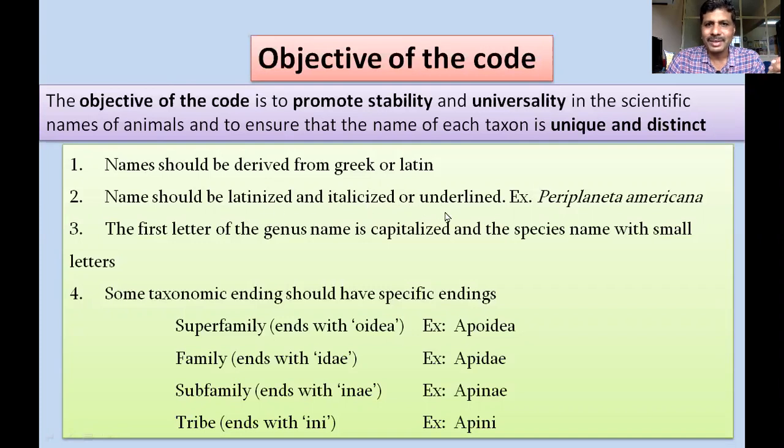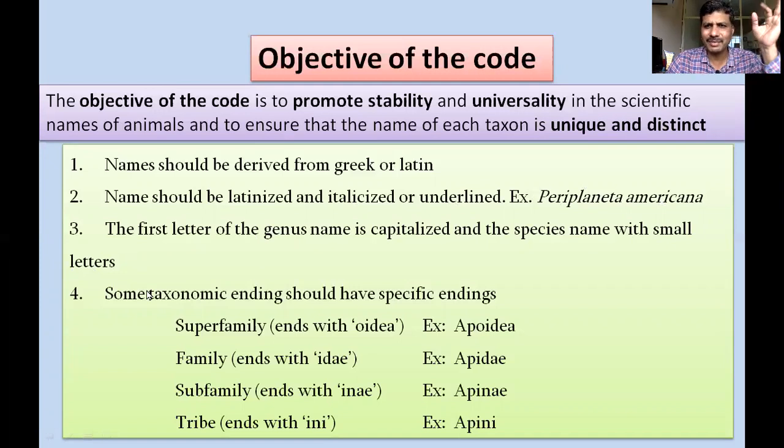Okay, so you can Latinize that. If you use that term, it should be Latinized if you are not using the Latin word directly. Or it should be italicized like this, Periplaneta americana, or if you type it. If you handwrite it, you need to underline it. The first letter of the genus name is capitalized and the species name is in small letters.